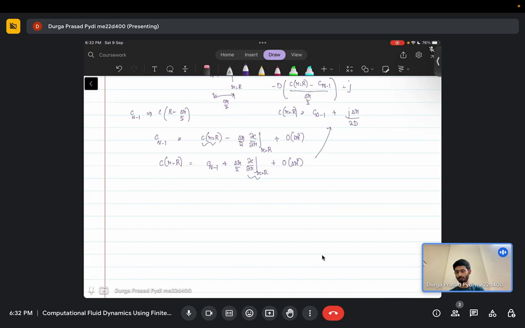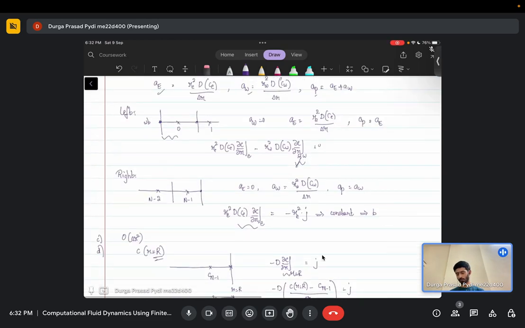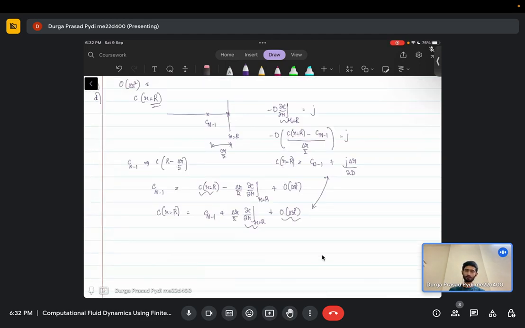So if you compare this equation and this equation, the approximation we have taken is of the order of delta r square, and our original equation, which will also be in the form of a discretized equation, is also of the second order. So it is of the same order, so it wouldn't be much of an issue.